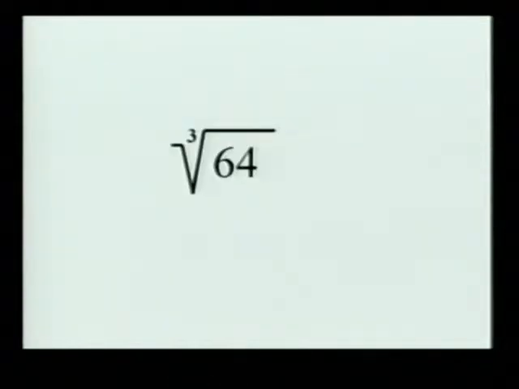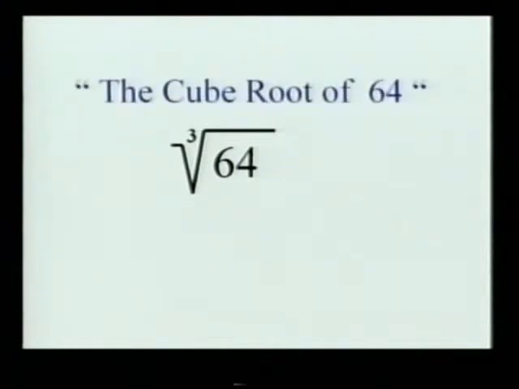Now, what about this one? It has a little teeny 3 up there. What does that mean? No longer the square root of 64, like 8. This is the cube, or third root of 64. It's not 8, because 8 cubed, 8 times 8 times 8, doesn't equal 64. Let's see if it's 4.